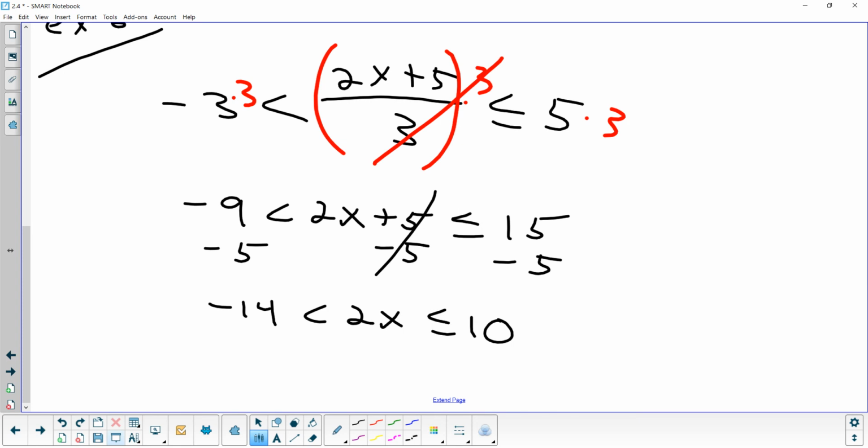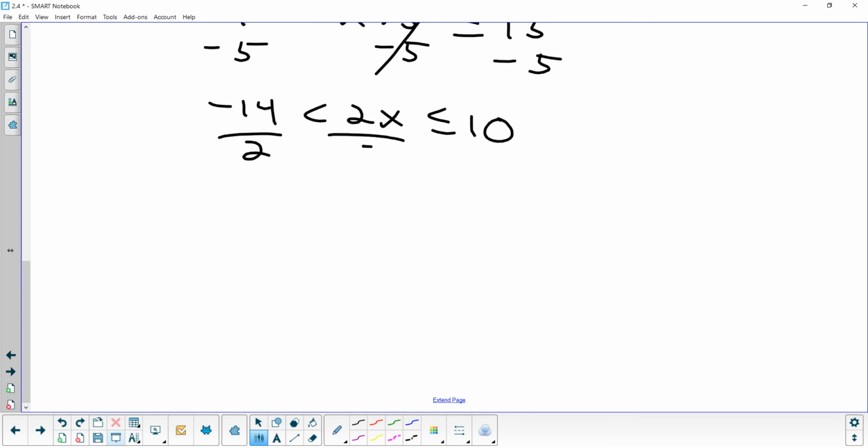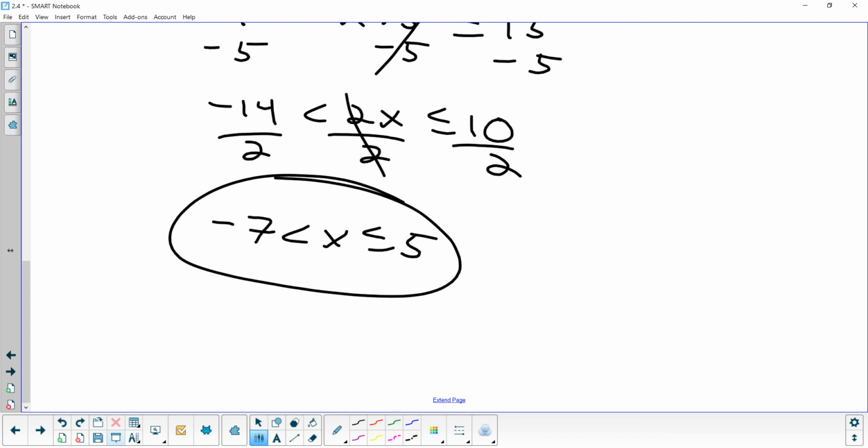And Sophie, my last step? Divide by 2. Good. Divide by 2. Left, middle, right. Any sign flipping that needs to happen? Nope. I'm going to get a negative on the left, but I didn't divide by a negative. Okay, we only divided by positive. So, final answer. X is greater than -7 and less than or equal to 5.